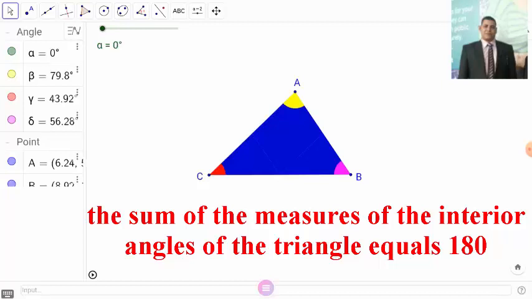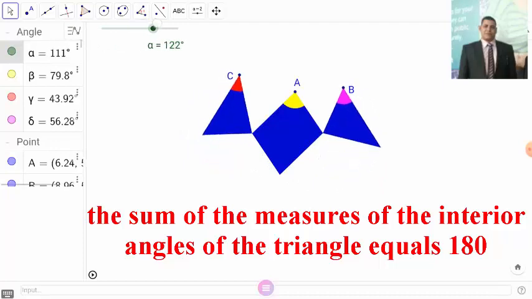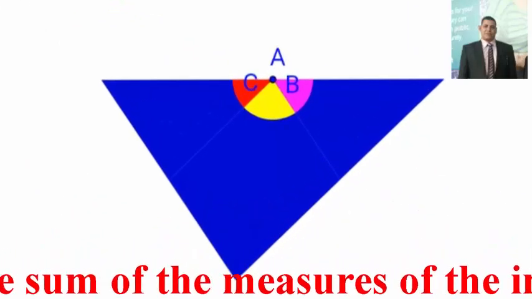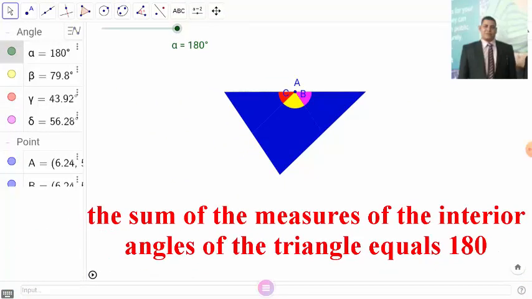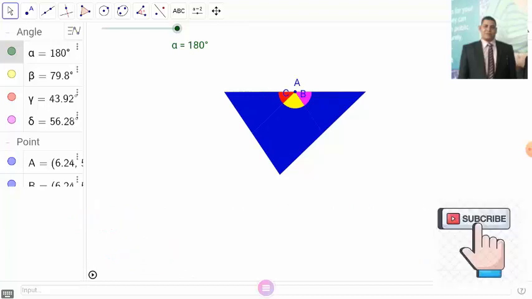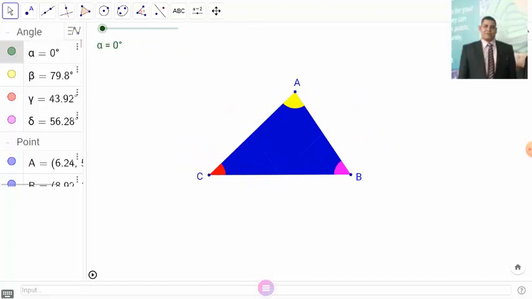So, if we can cut angle C and angle B and move them, we get the three angles A, B, and C together like this. They make a straight angle. So the sum of these three angles makes a straight angle, and then the sum of measures of the interior angles of any triangle equals 180.